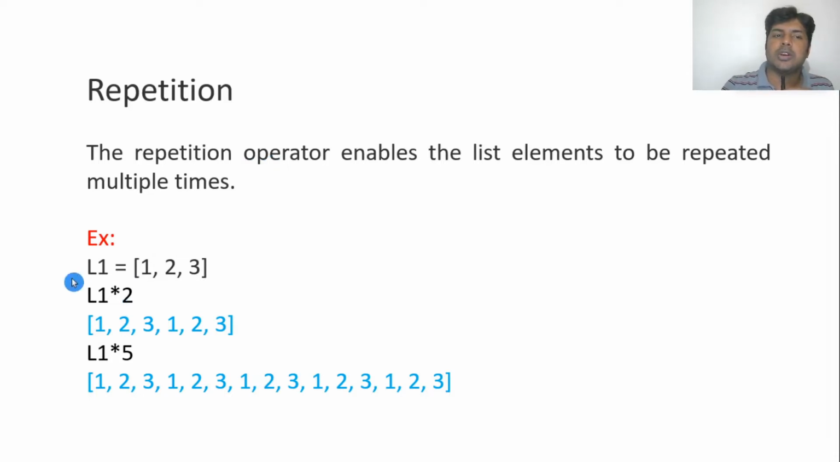Suppose you can see here there is an L1 list 1 2 3. I want to print 1 2 3 twice. So if I say L1 into 2, see automatically it has printed 1 2 3, again 1 2 3. So 2 times it has printed 1 2 3. Nice, right? Suppose if I want to print the same list 5 times, I'll say L1 into 5. So what happens here? 1 2 3 1 time, 2 times, 3 times, 4 times, 5 times. Nice, right? So let us see a small example.